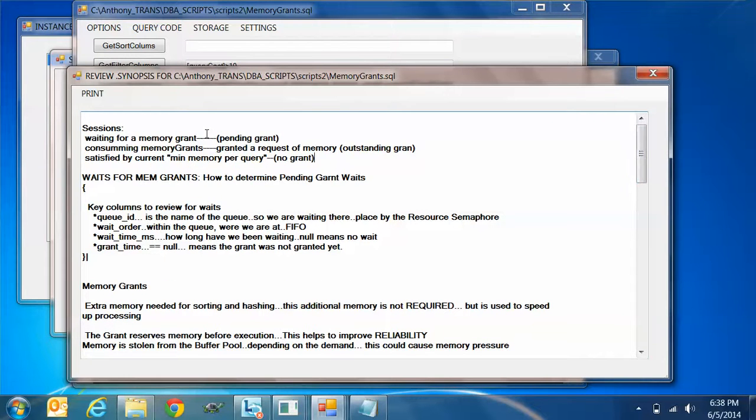So every session within SQL Server can be in one of three states as far as memory grants. Either it's waiting for a memory grant, or it's the pending grant, it's consuming a memory grant, so there is an outstanding memory grant that's being used, or it has no memory grant. It's been satisfied by the minimum memory per query, and no grant is required to process.